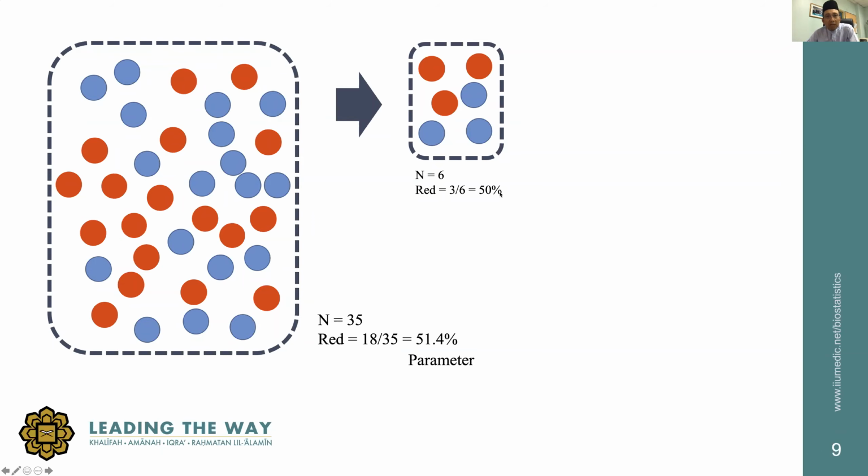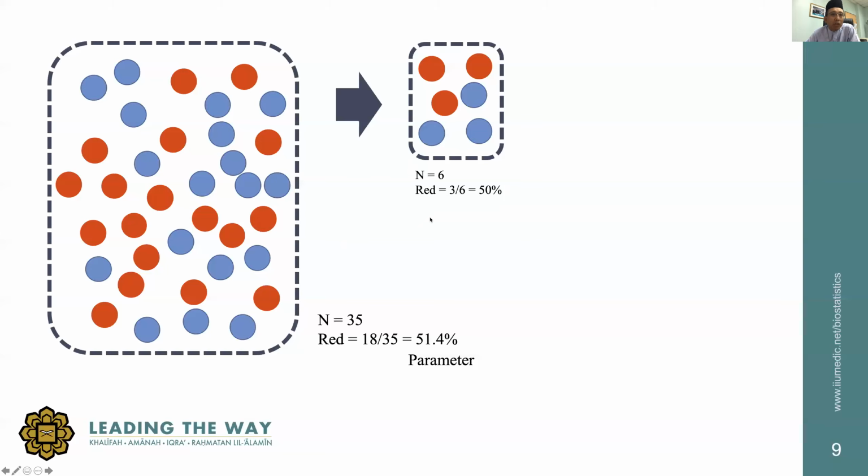But somehow the software, SPSS, whatever, they say, oh, this is very, very accurate. But you never know the actual value. In this example, of course, you know the value. But in reality, you do not know the value.